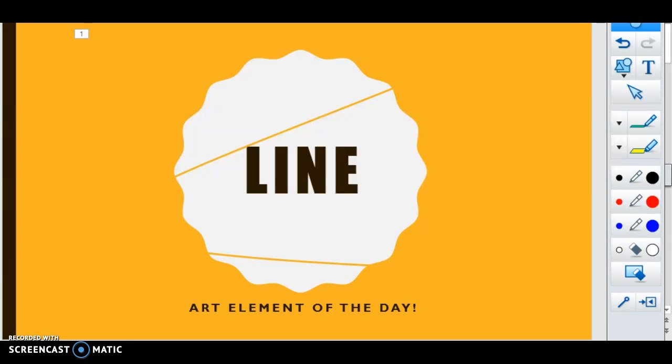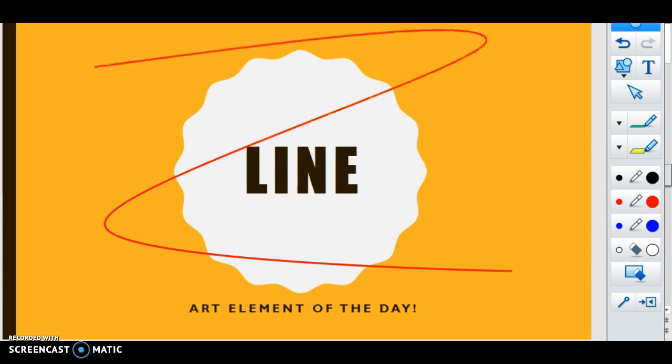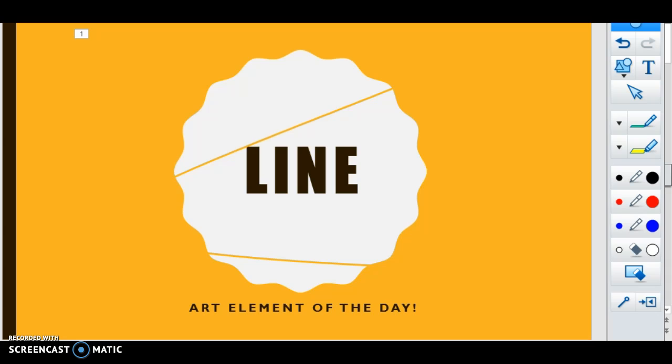Hi everyone. The art element we are going to learn about today is line. So we are going to talk about all the different types of line, how artists can use these lines, whether it's in an abstract piece of art or a realistic art, whether you can see the line or you can't even see it at all. How do these artists use them? Why do they use them? We're going to talk about that today.